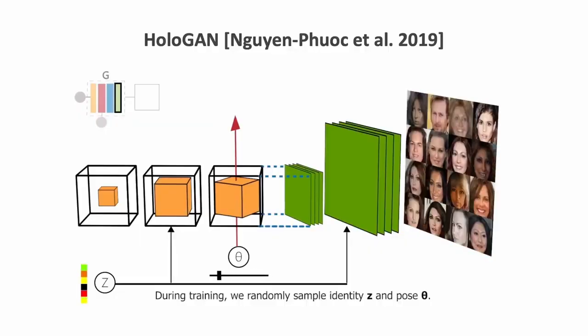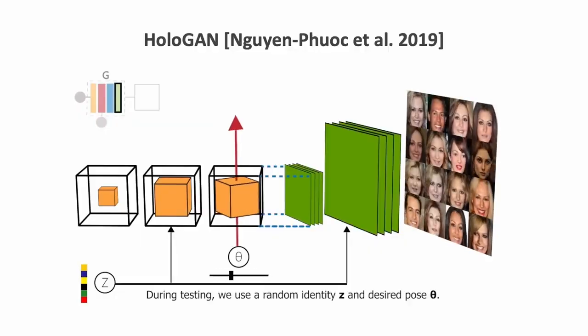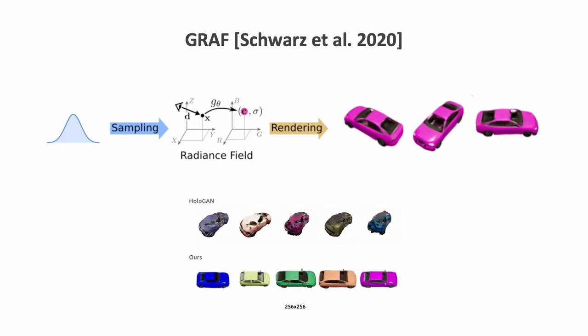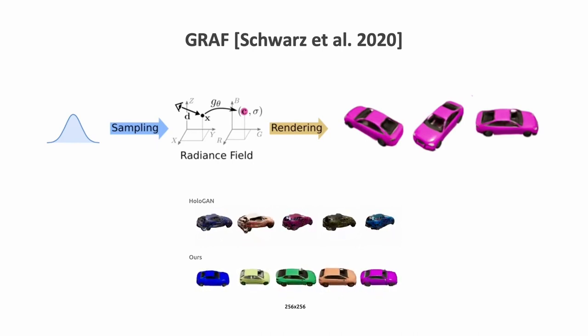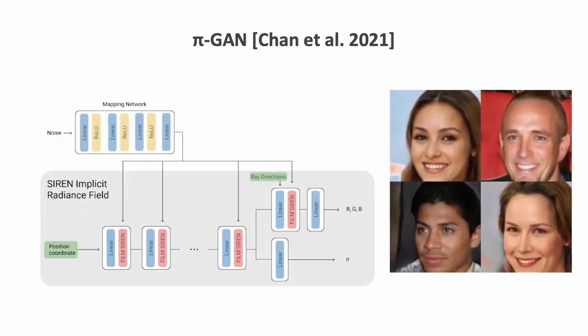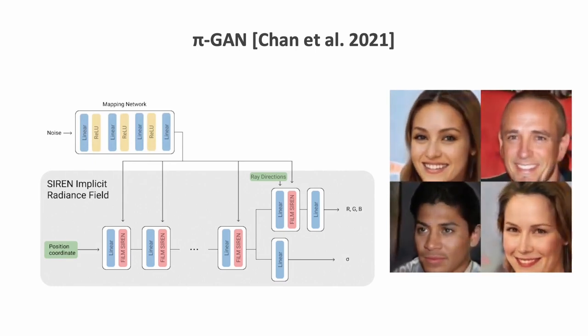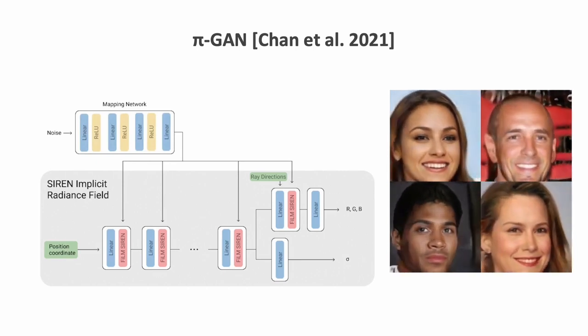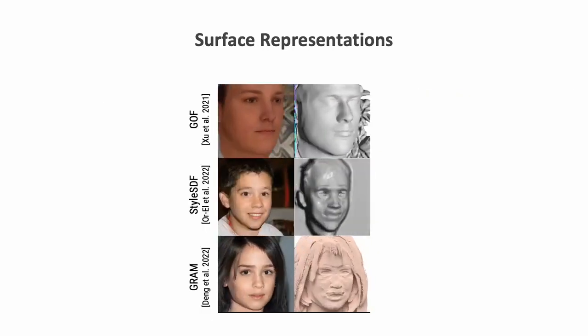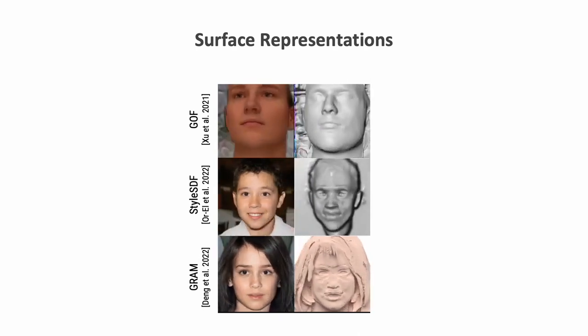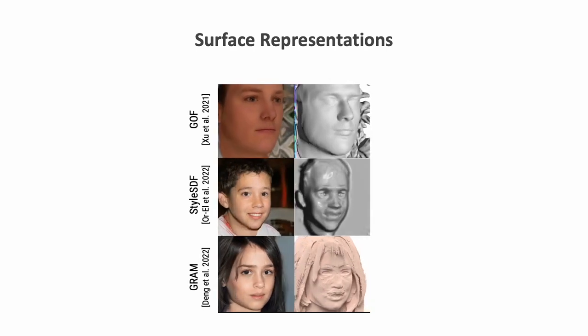HoloGAN was the first to demonstrate 3D-aware training using a 3D representation parameterized by voxel grids. Generative radiance fields replace the voxel grid of HoloGAN with a neural radiance field, inheriting better multi-view consistency. Pi-GAN used sinusoidal activation functions and more powerful conditioning to enable generation of more finely detailed scenes. Recent methods have replaced density-based representations and rendering with surface-based methods, enabling more accurate recovery of scene geometry.